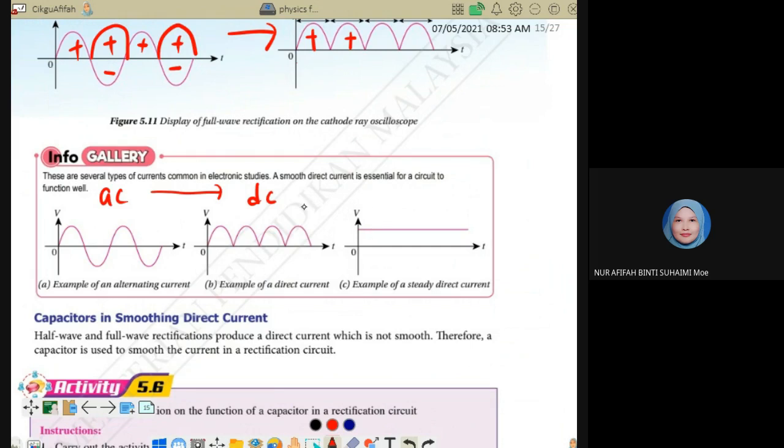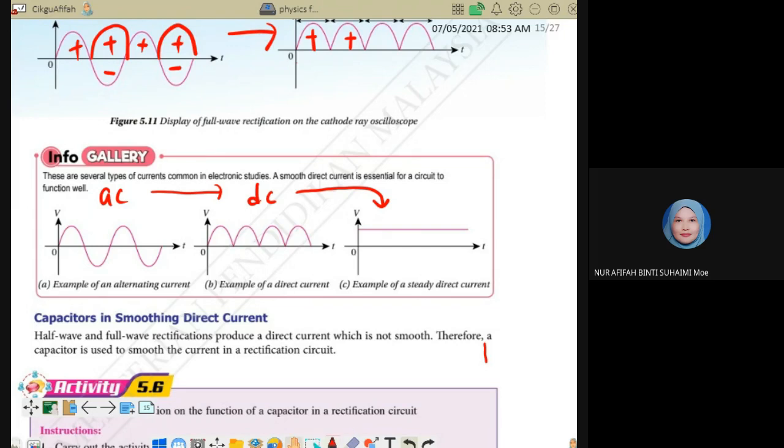Okay, and then we want to convert this DC current to become like this, to make it smooth. Okay, to make it smooth or a steady direct current. Okay, kalau kita guna bateri, dia punya direct current macam ni lah. Kalau tengok dekat CRO, the screen, fluorescent screen at CRO, for direct current from the battery, the graph will be a horizontal line like this. Okay, so we want to convert here DC to this one, but we cannot produce the smooth like that lah. Okay.